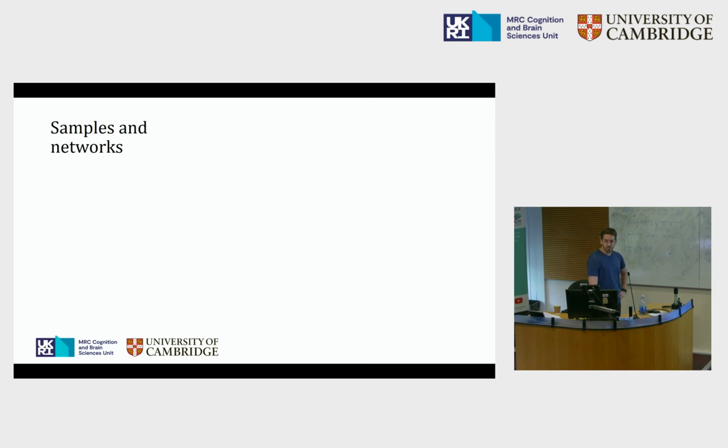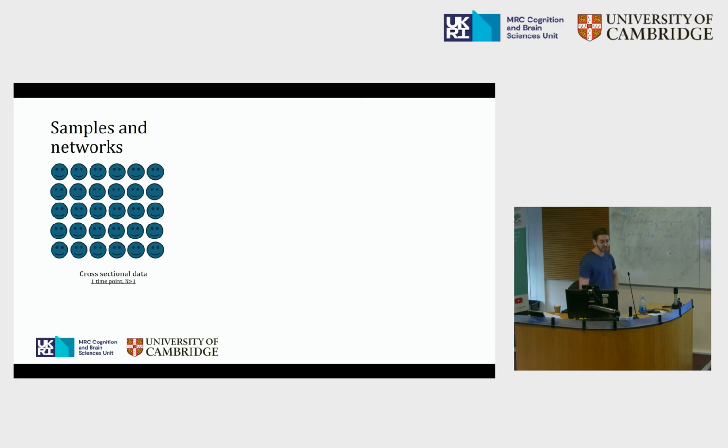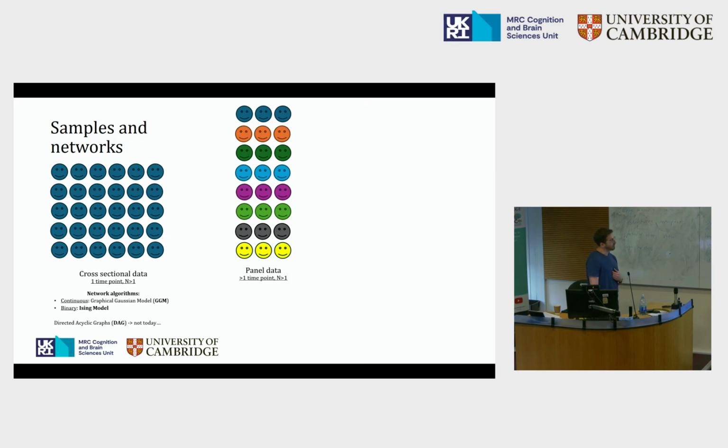Now, different samples would require different networks if I want to analyze them properly. So I can think of if I have cross-sectional data. That is where I have only one data point, but a lot of participants. And for that, there are a lot of network algorithms, but the most popular of them would probably be the graphical Gaussian model, or GGM, or the Ising model, in case that I have binary data, and we'll touch on them in a minute. There's also an algorithm named directed acyclic graphs, DAG. I won't talk about it today, but I thought it's worth mentioning because it's pretty useful, though it has a lot of problems and a lot of assumptions that are quite unrealistic.